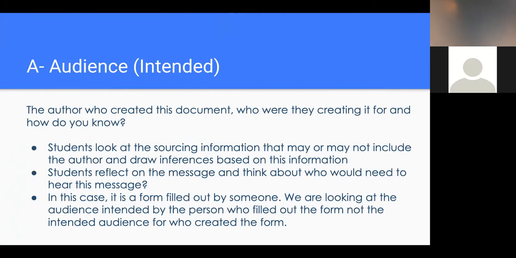The author who created this document, who were they creating it for, and how do you know? So students look at the sourcing information that may or may not include the author and draw inferences based on this information. Students reflect on the message and think about who would need to hear this message. In this case, this document is a form that was created by the US government to be filled out by someone. We are looking at the audience intended by the person who filled out the form, not the intended audience for who created the form.